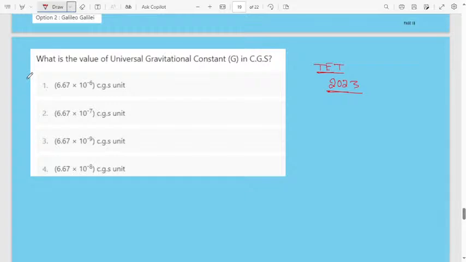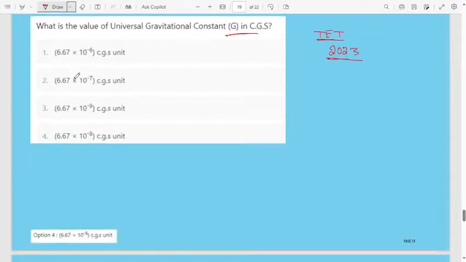What is the value of the universal gravitational constant? What is the value of G? The value of G is 6.67 into 10 to the power of minus 10 in CGS units. Remember, 6.67 into 10 to the power of minus 10 CGS unit.